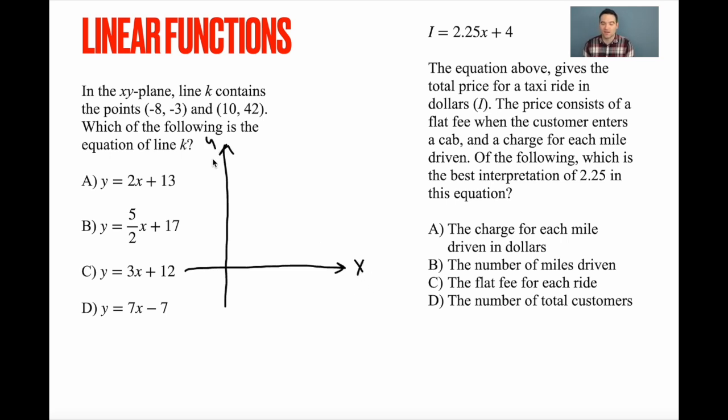So let's do that. I'm going to draw this xy coordinate plane, and I'm going to put these points in very, very approximately. (-8, -3), I'll maybe put there, and then (10, 42) is up there, and I'll label these two. And so then there's this straight line right there, boom. That's line K, right? Line K goes through both of those points.